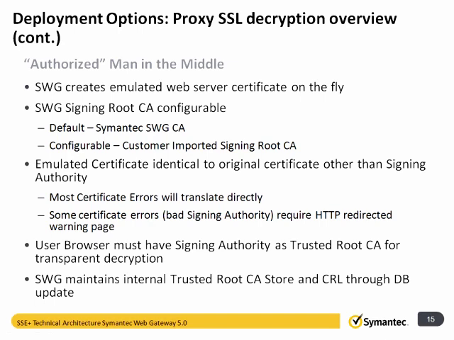We've already briefly touched on this, but in order for SSL decryption to be transparent, the client browsers must have either the web gateway's default root CA or the customer imported signing root CA installed as a trusted root certificate authority. The web gateway maintains an internal root CA store and certificate revocation list, and we can update this as we want through web gateway database updates. Customers have no ability to modify the trusted CA store.